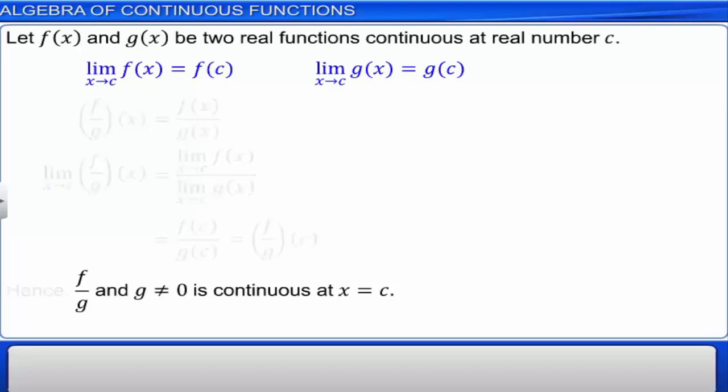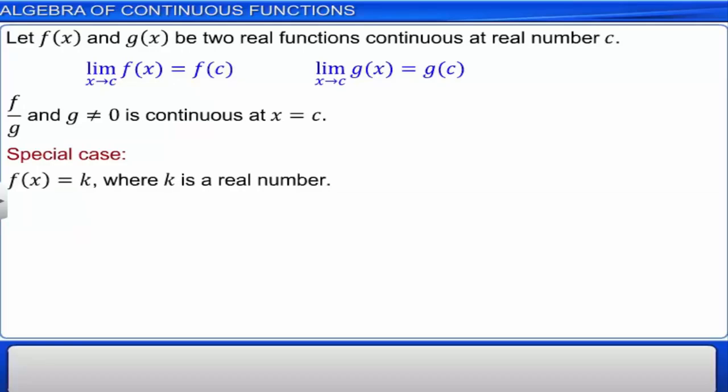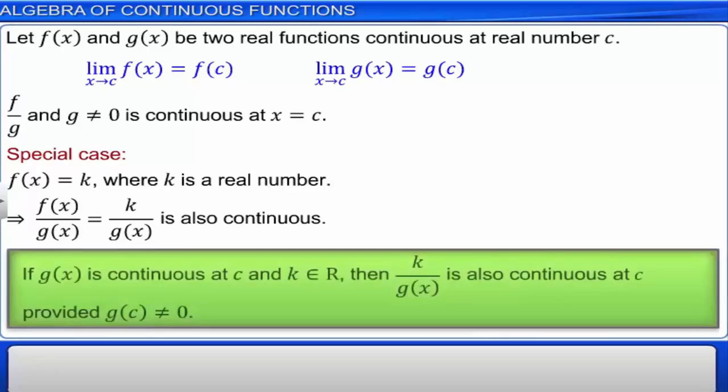Suppose f is a constant function defined by f(x) = k, where k is a real number. Then f(x) divided by g(x) is equal to k divided by g(x), which is also continuous. Hence, we can say that a real valued number divided by any continuous function at some real number is also continuous.